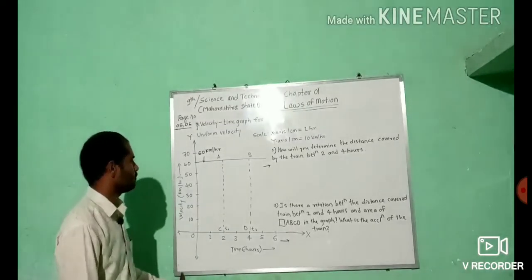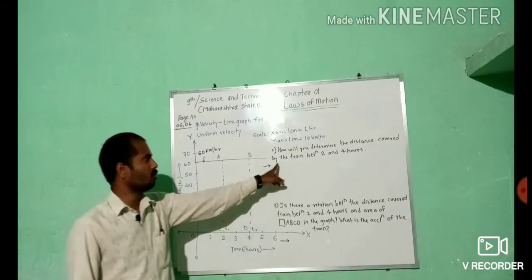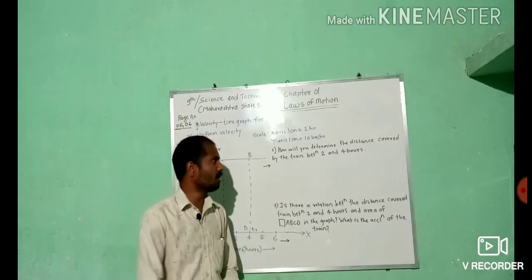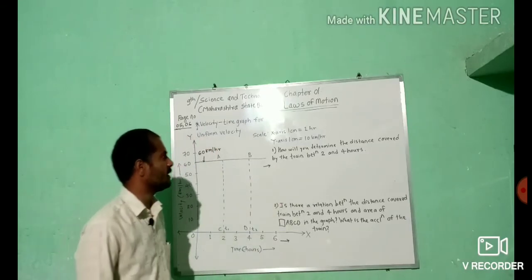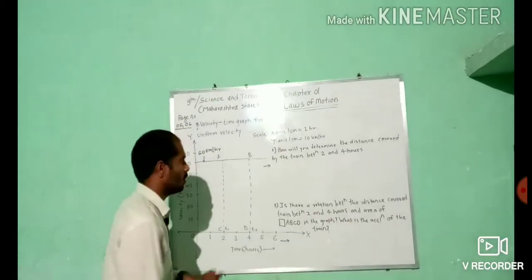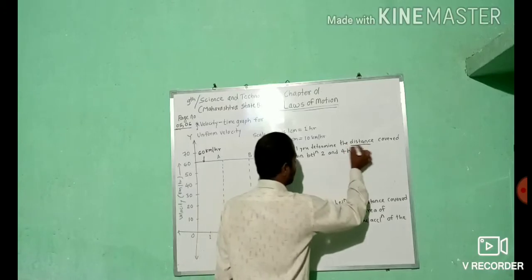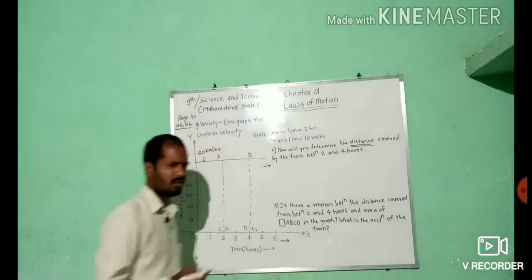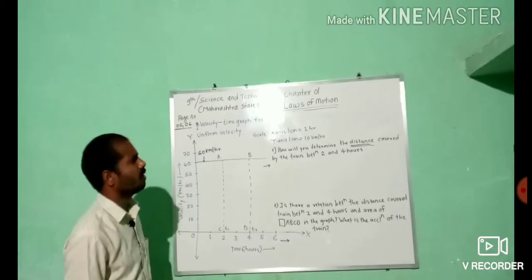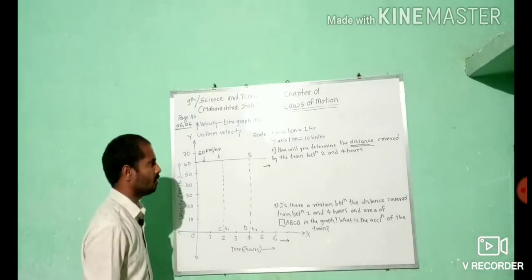Okay, so they ask you two questions. First: how will you determine the distance covered by the train between 2 to 4 hours? What do you need to find out here? The distance. You can find it by the formula, or you can find it orally.